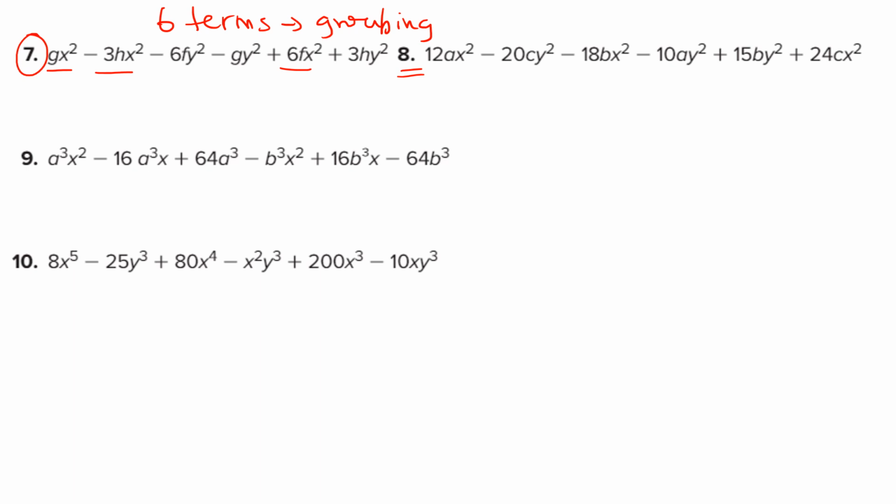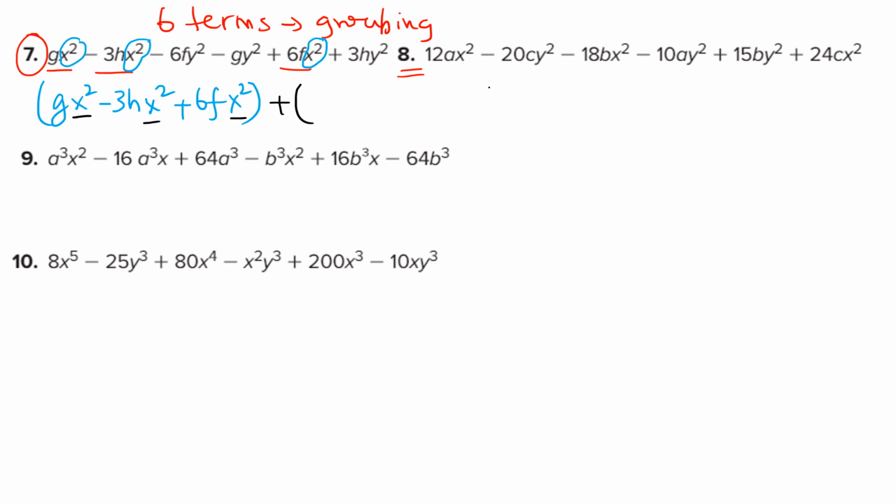I will just change color and show you. There is x square, x square, x square in all of these 1, 2, 3. So I will take them together. Let me write gx square minus 3hx square plus 6fx square. Why did I put them together in the bracket? Because they have a common term x square, which is in all three of them, and I can take that common in the next step.